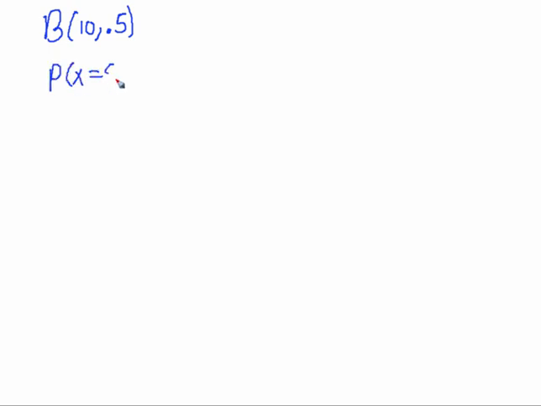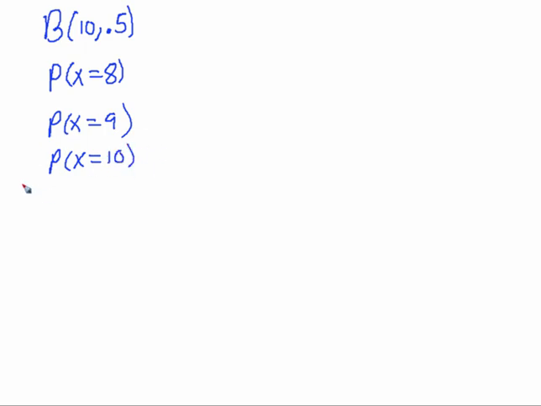So I'm going to come in and calculate, again, remember our model was binomial 10 by 0.5. I'm going to calculate all three of those probabilities and add them together. In other words, I'm going to calculate the probability of x being equal to 8, then the probability of x being equal to 9, and then the probability of x being equal to 10.